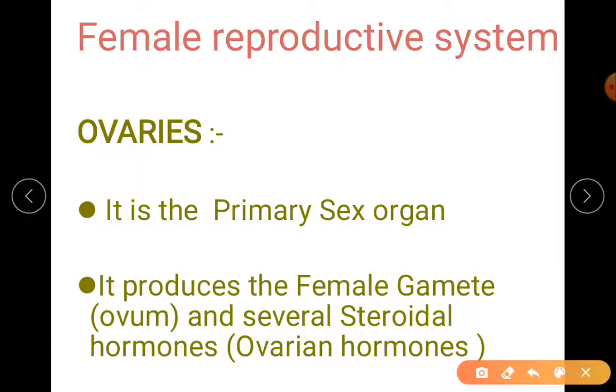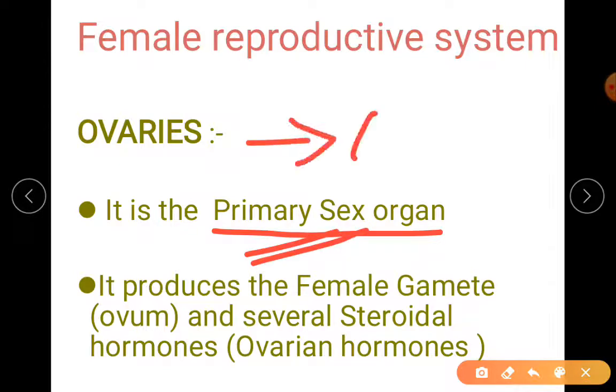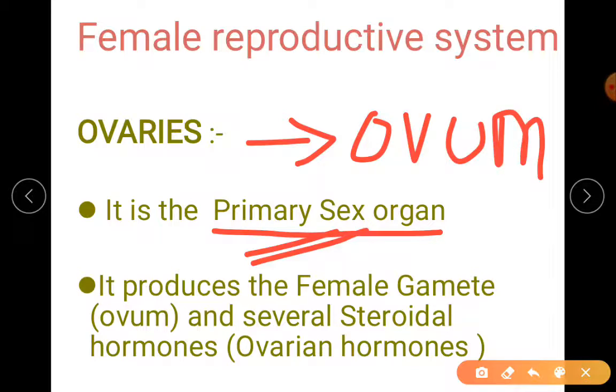Now let us understand the parts in detail, the parts of the reproductive system of females. You already know the ovary, that is the primary sex organ. Why is it called the primary sex organ? Because it produces the ovum, the female gamete. So it produces a single ovum at a time.